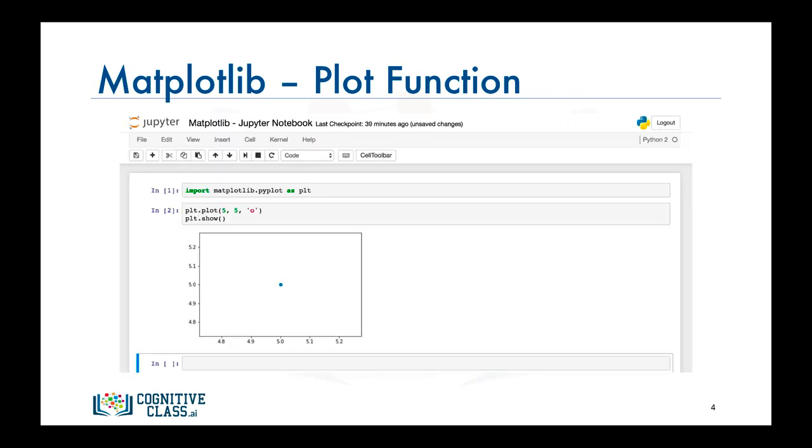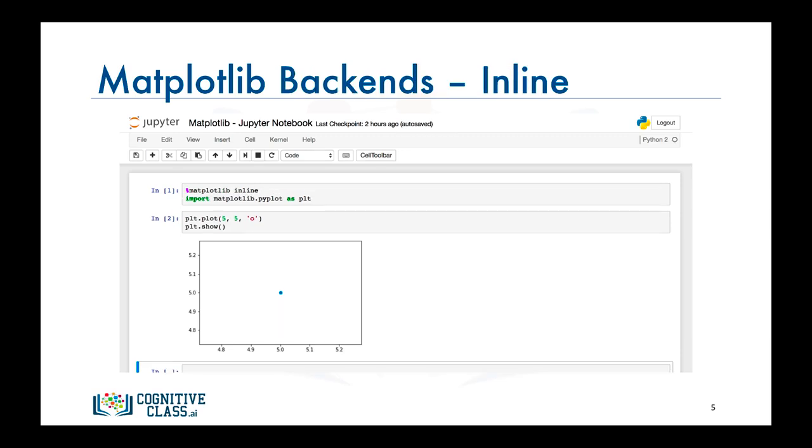Let's first import the scripting interface as plt, and let's plot a circular mark at the position 5, 5. So x equals 5 and y equals 5. Notice how the plot was generated within the browser and not in a separate window, for example. If the plot gets generated in a new window, then you can enforce generating plots within the browser using what's called a magic function. A magic function starts with the % sign, matplotlib, and to enforce plots to be rendered within the browser, you pass in inline as the backend.